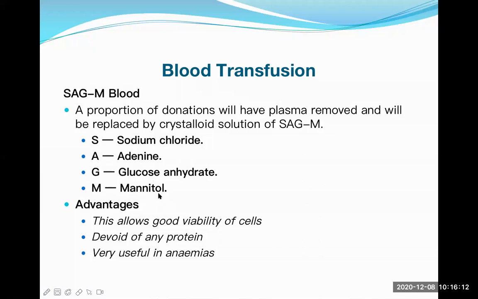These are the substances. And the advantage of adding them to the blood is that it allows good viability of cells. It extends the lifespan of the cells which are present there. It is devoid of any protein because a certain amount of plasma is already removed. And it is very useful in anemic situations because we don't have any plasma there. It has RBCs, and those RBCs have an increased lifespan. So they are very useful in chronic anemic situations.